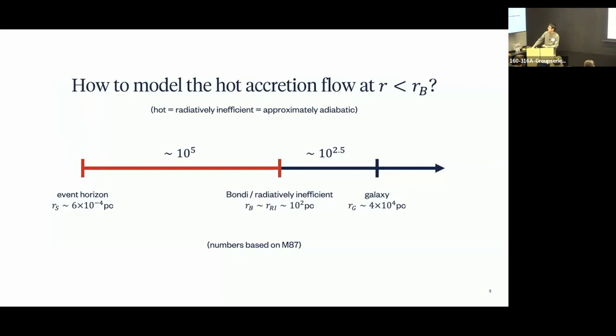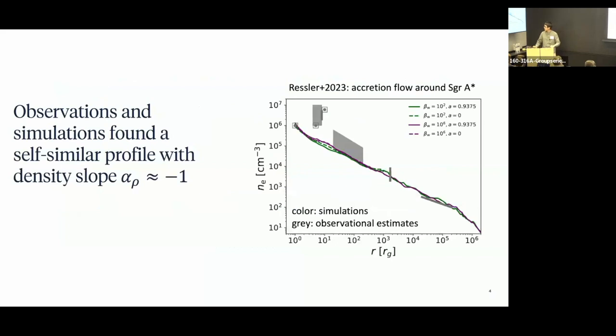Now, one comment here is that these numbers are just based on one particular system, M87. It could change by a lot between different galaxies. There might even be cases where you don't have a hot accretion flow at all, where the hot accretion flow doesn't matter. So this talk is really limited to the case when you do have a radiatively inefficient accretion flow dominating your accretion. And the question I want to answer is how to model this radiatively inefficient sub-Bondi accretion flow.